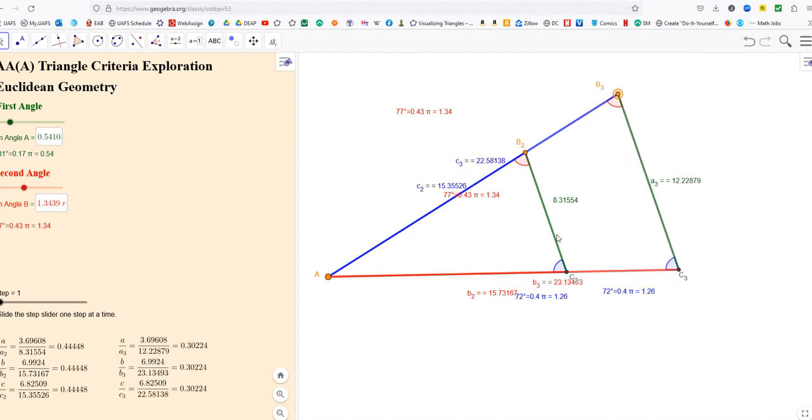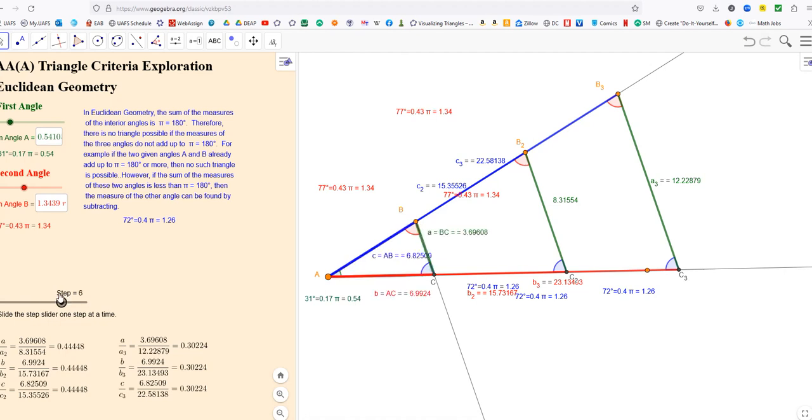So we notice that these two triangles are not necessarily congruent. In fact, they're not congruent in this particular case, because even though all of the corresponding angles are congruent, the sides are clearly different lengths. Okay, and we can do this at any point along the way.